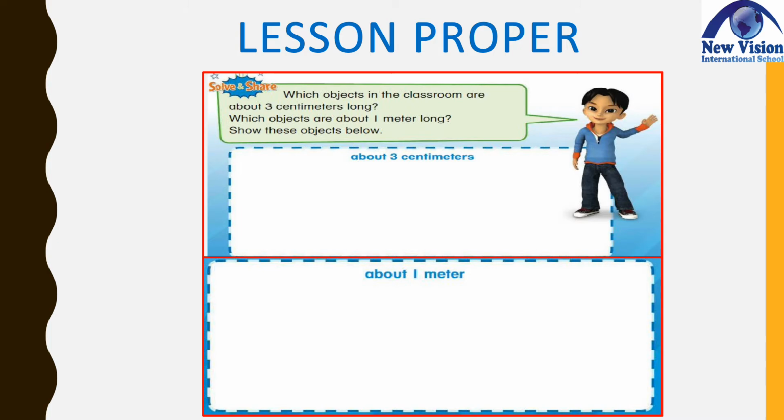Let's start. Solve and share. Which objects in the classroom are about 3 centimeters long? Which objects are about 1 meter long? What are you asked to do in this problem? Find objects that are about 3 centimeters long and objects that are about 1 meter long. What do you have to help you measure? A centimeter ruler and a meter stick.